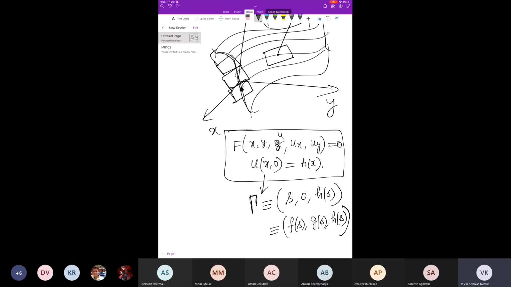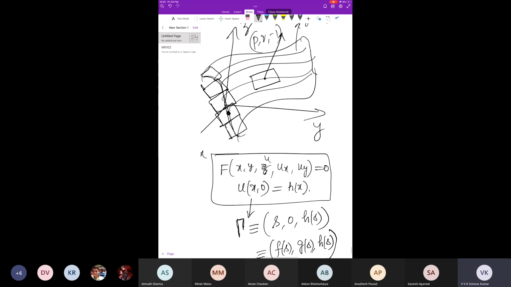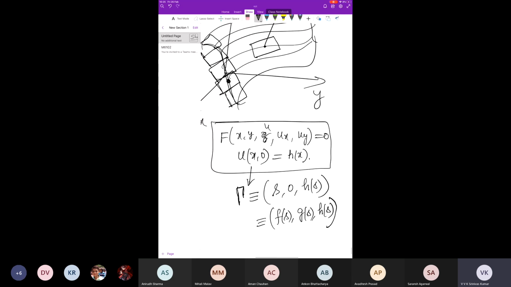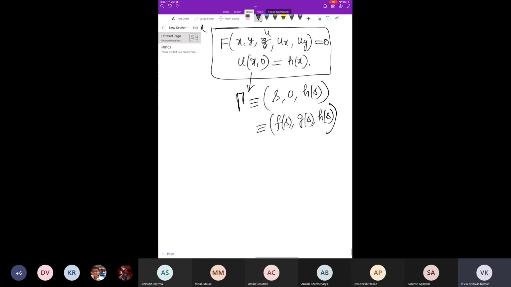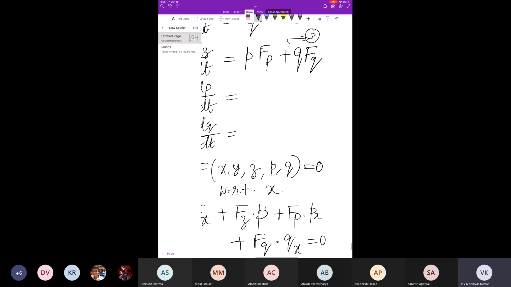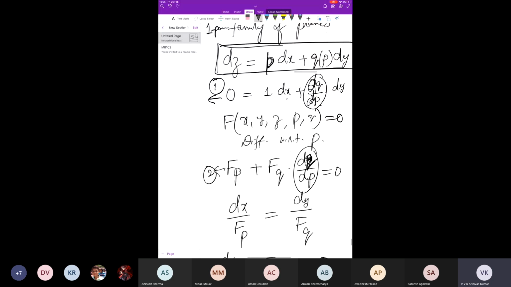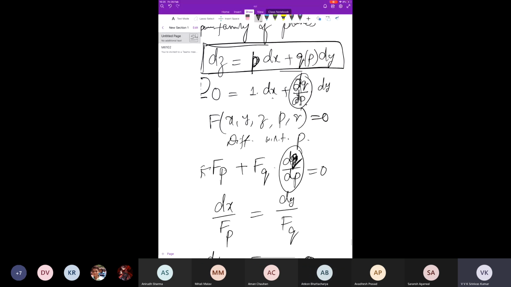We are going by the tangent planes at each point of these initial curves, and taking the normals as p, q. So we are looking for a family of tangent planes. Now come back to here. We want to look at the tangent plane equation. This is the tangent plane equation, and how do we get the curves?